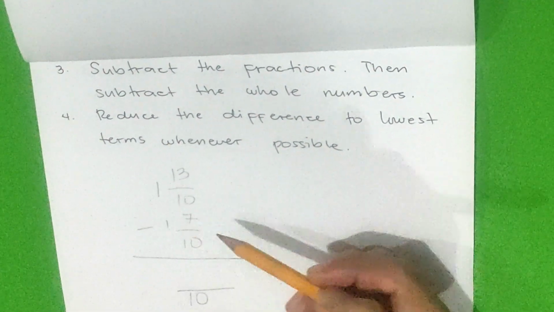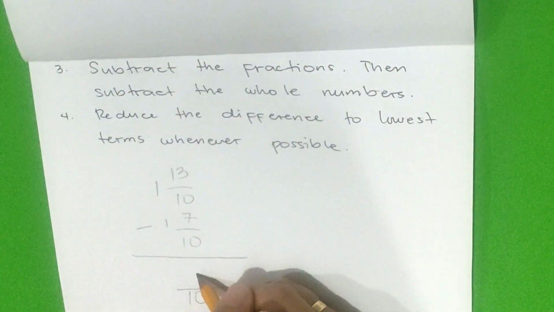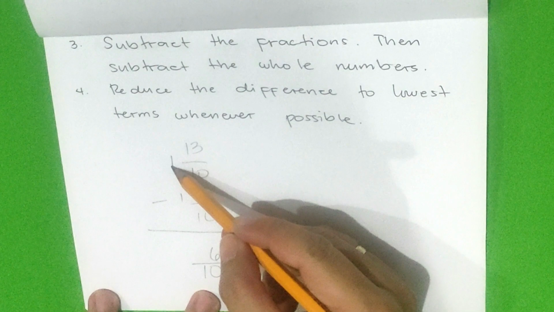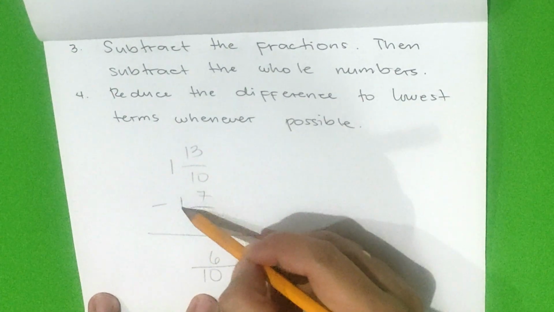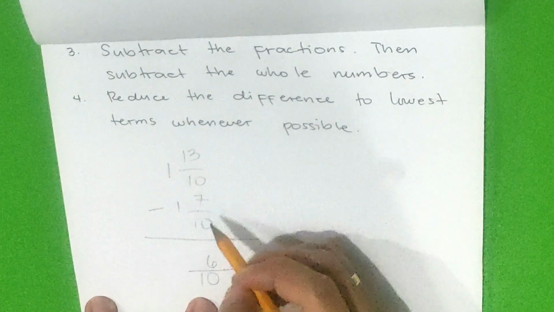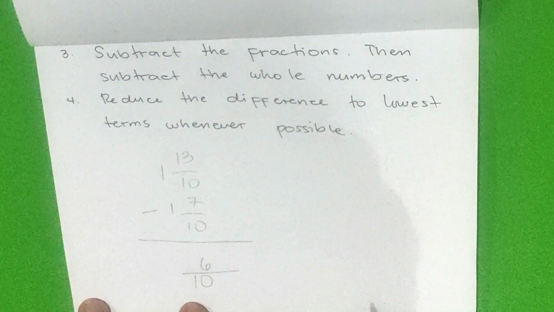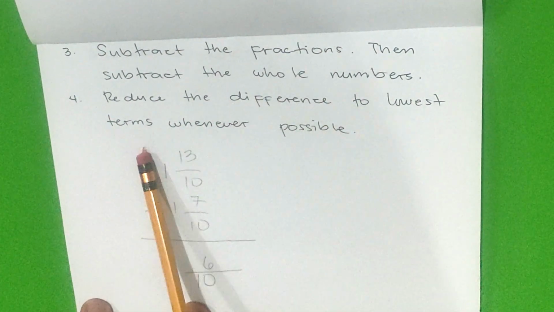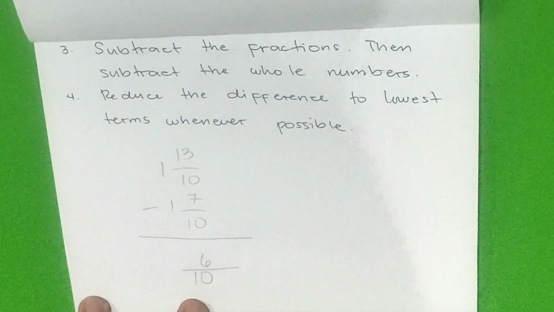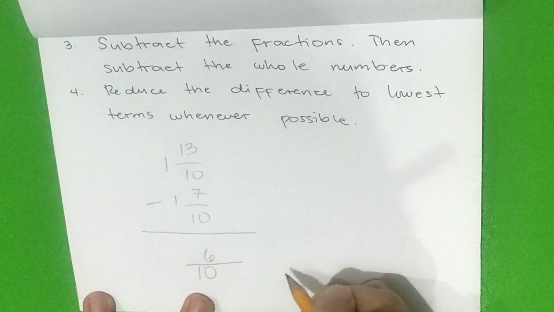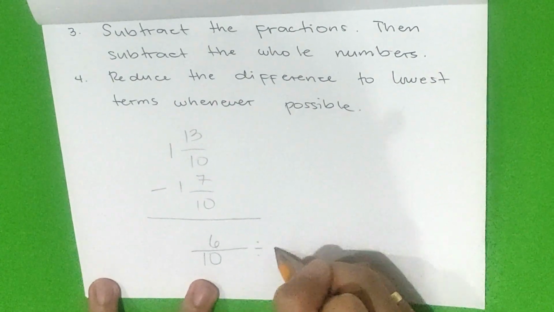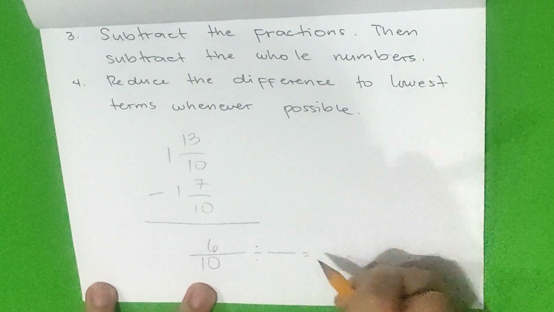13 minus 7 is equal to 6. And let's subtract the whole numbers. 1 minus 1 is equal to 0. No need to write 0. So our last step is to reduce the difference to lowest terms whenever possible. Can you think of a number that we can still divide? We can divide both numerator and denominator without a remainder.